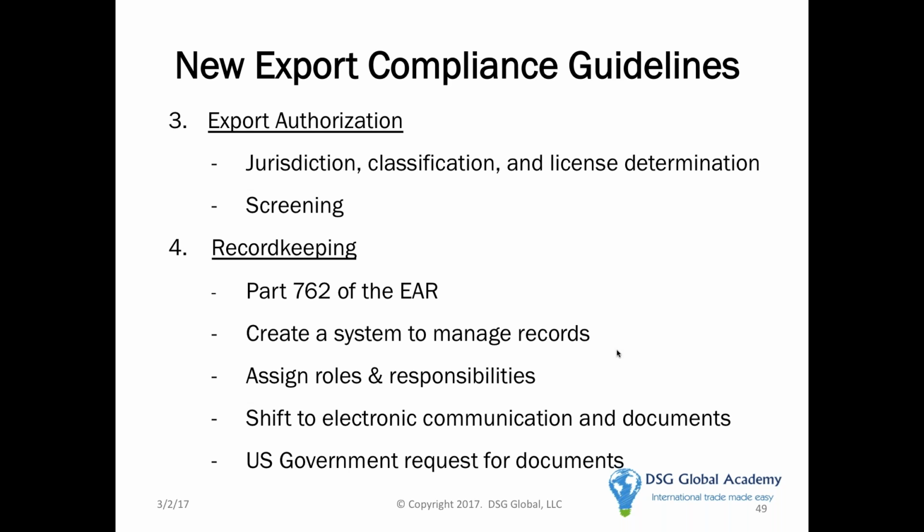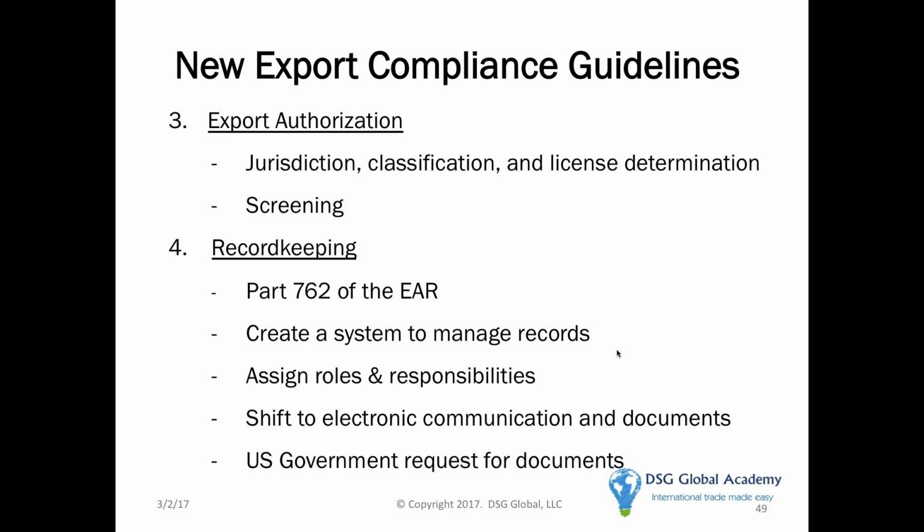Number 4 is record keeping. The government is a very big proponent of moving to electronic records as long as they're a proper replica of the original and they're easily retrievable. Also, in any company, it's not possible for one person to have all the records.